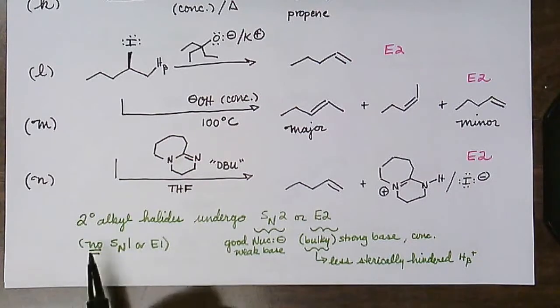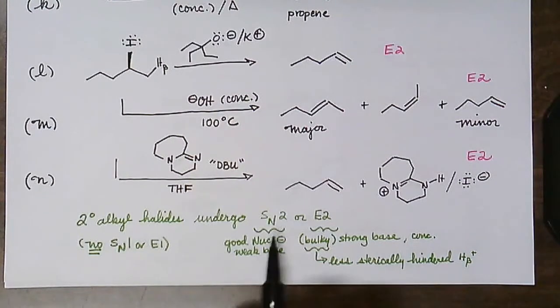So as a summary, secondary alkyl halides may undergo SN2 or E2 reactions. There is no SN1 or E1 due to the high-energy secondary carbocation intermediate. SN2 will predominate if you have a good nucleophile, which is also a weak base, whereas E2 will predominate if you have a strong base at higher temperatures and high concentration. The thing to keep in mind is that if you have a bulky reactant and/or bulky base, you'll remove the less sterically hindered beta proton.